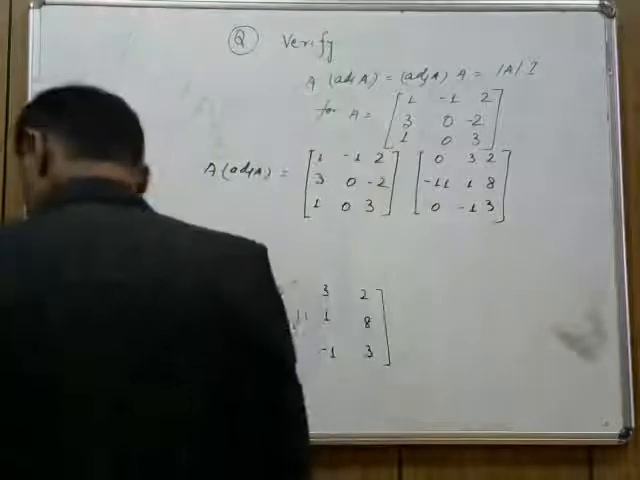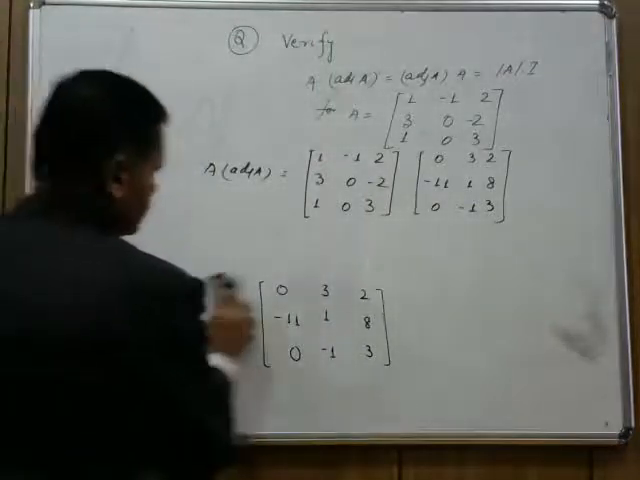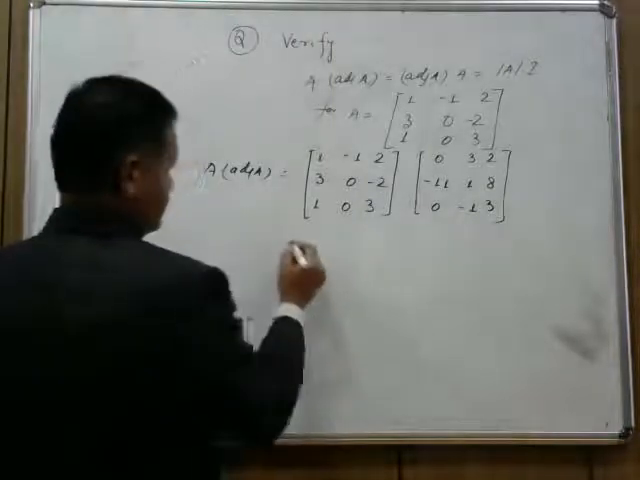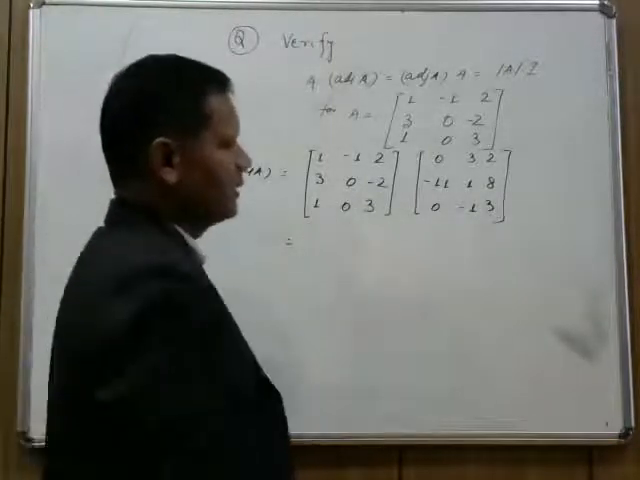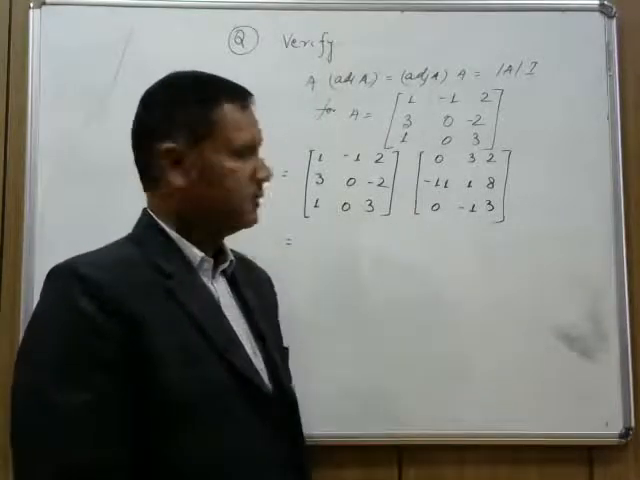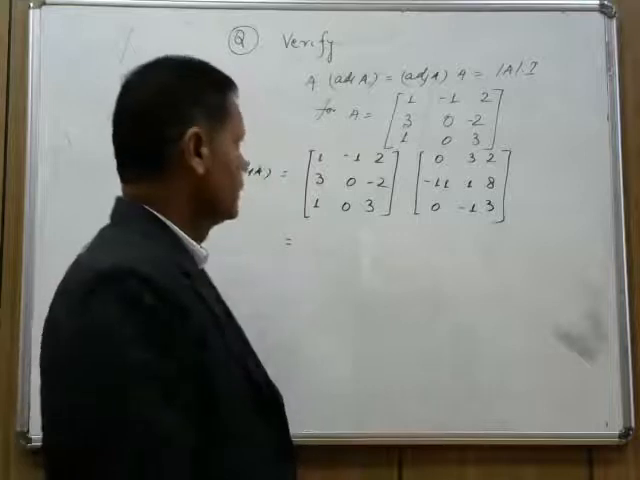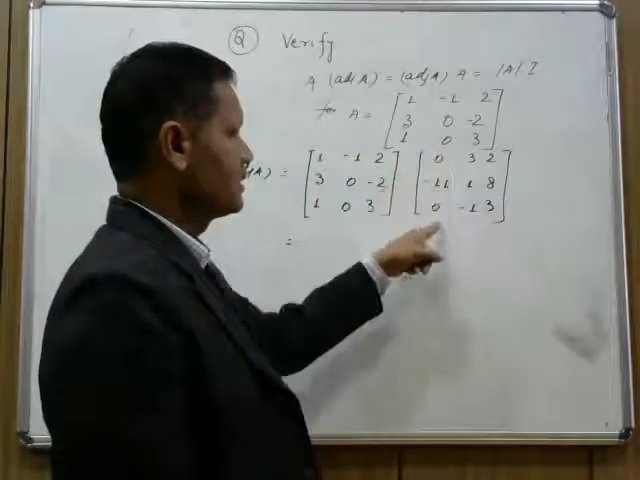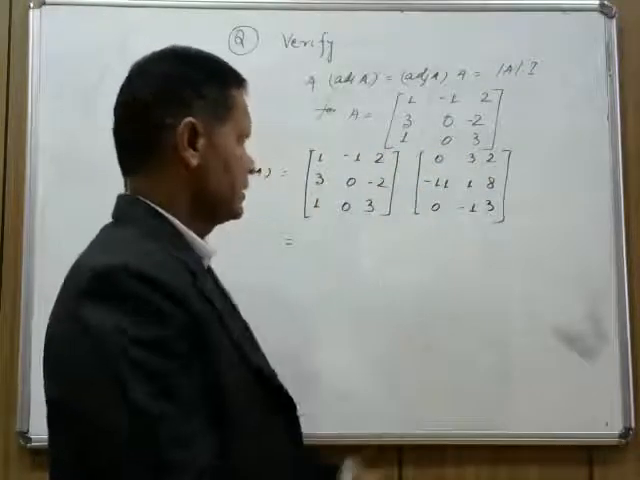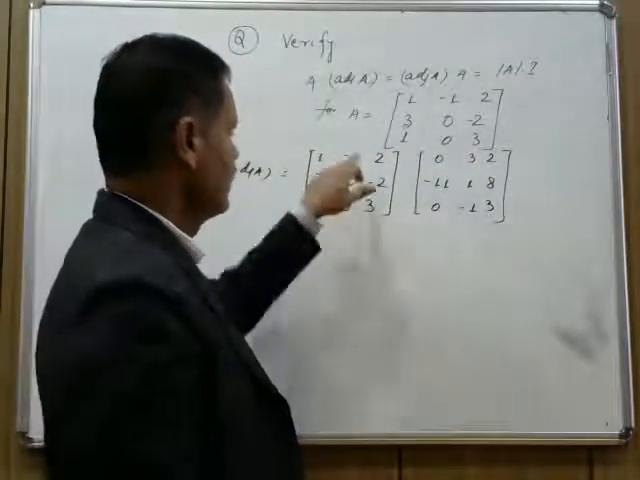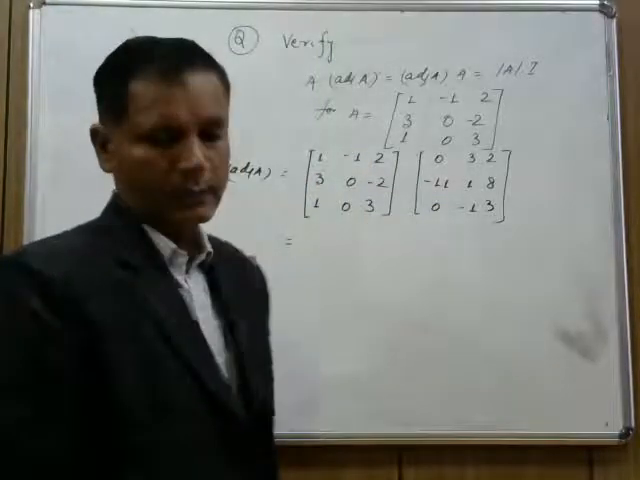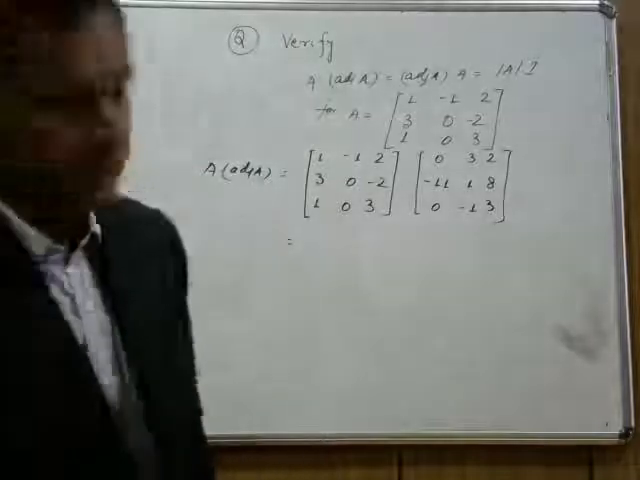Right. Now, A into adjoint of A. This is a matrix of order 3 by 3, this is also of order 3 by 3. It is computable for multiplication and their order will be also 3 by 3. Now this row will be multiplied by this column, again this row multiplied by this column, again this row multiplied by this column, and add it. 1 into 0, minus 1 into minus 11, 11, plus 2 into 0. That means how much will we have? 11 only.